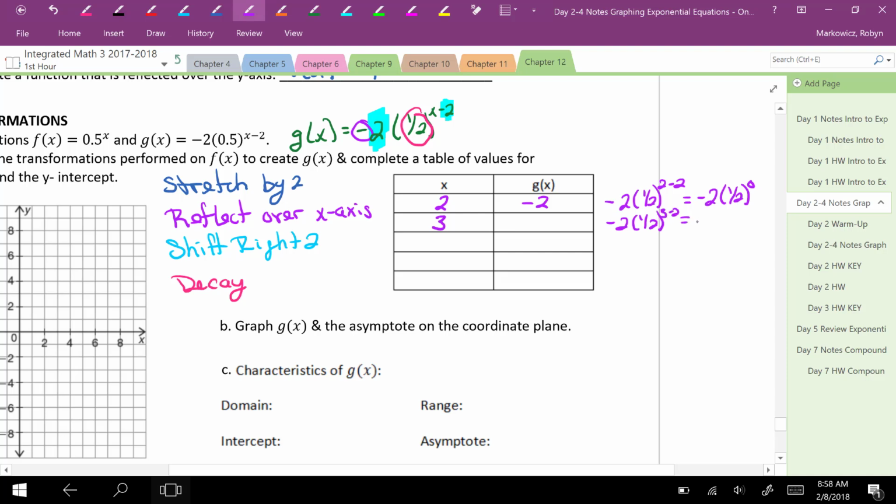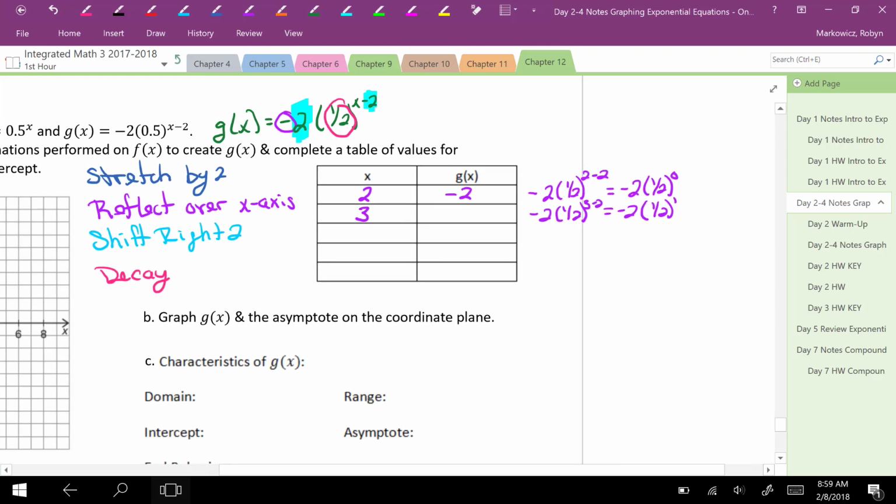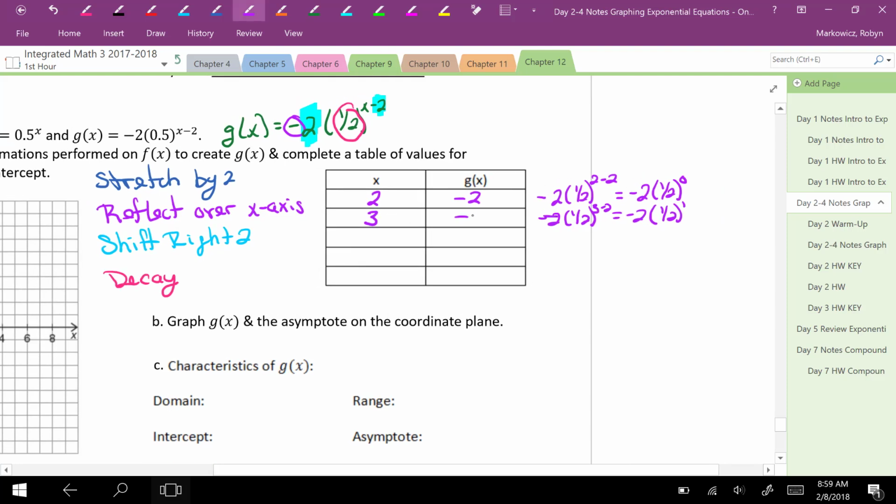Three minus 2 is 1. What's 1/2 to the first power? 1/2. What's negative 2 times 1/2? Negative 1. All right.